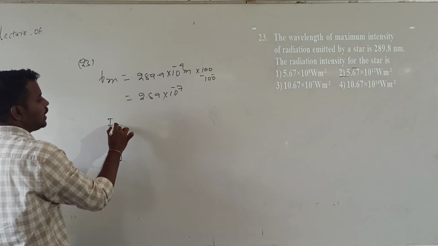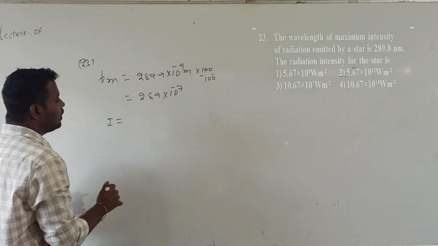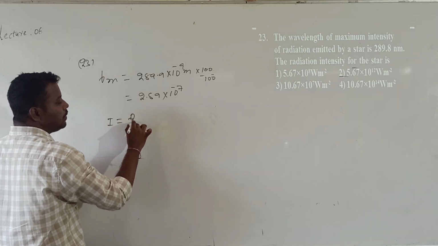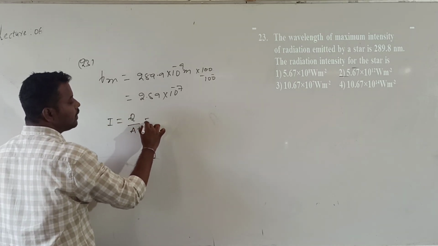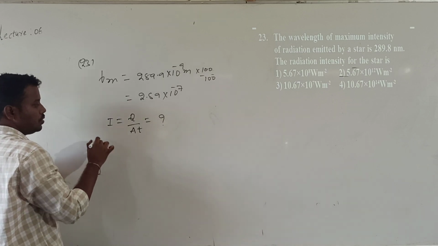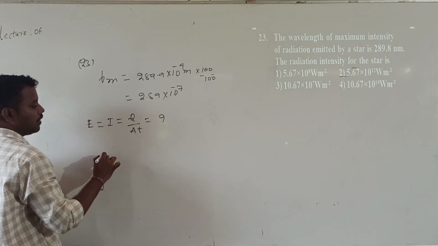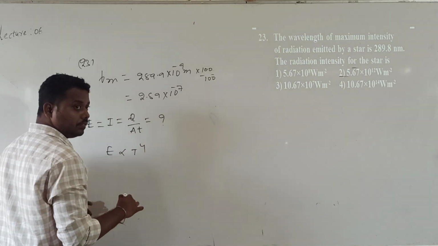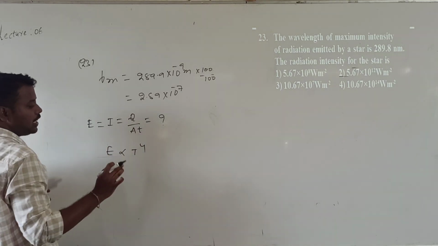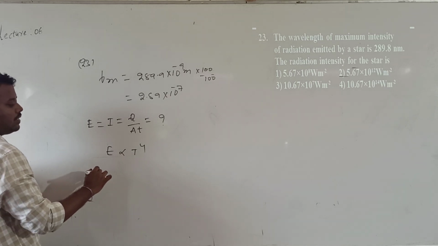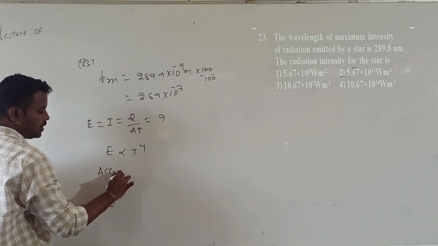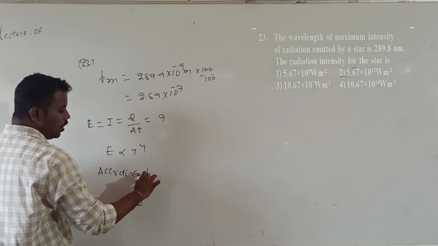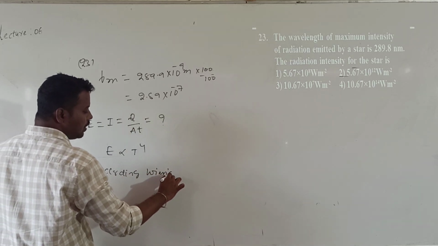They are asking us to calculate the maximum intensity. E, nothing but I, is Q by A into T. This capital E is directly proportional to T power 4, where T is the temperature. According to which law? Wien's law, Wien's displacement law.